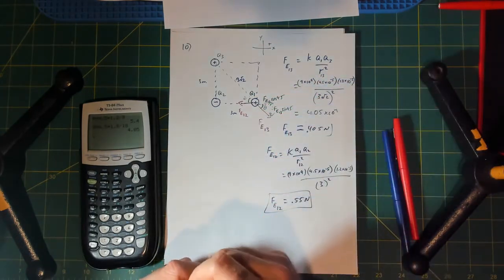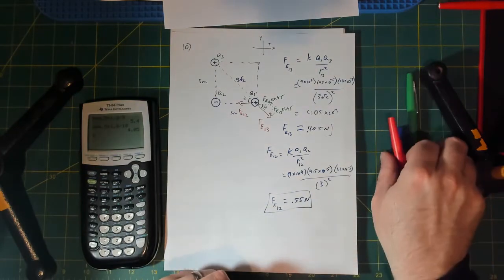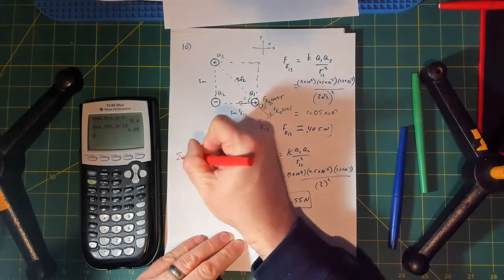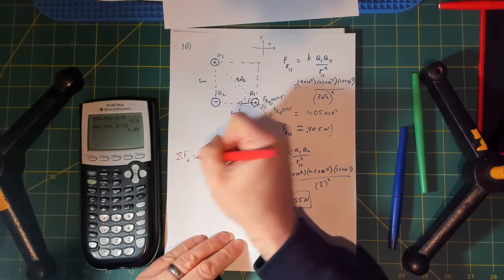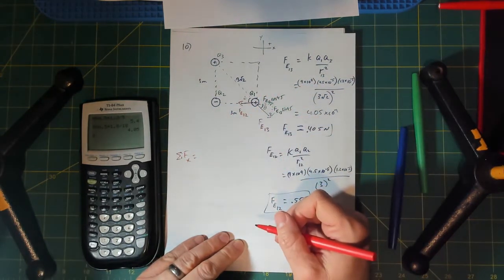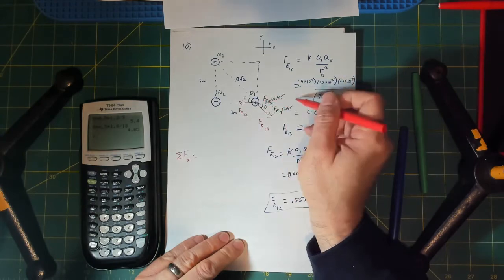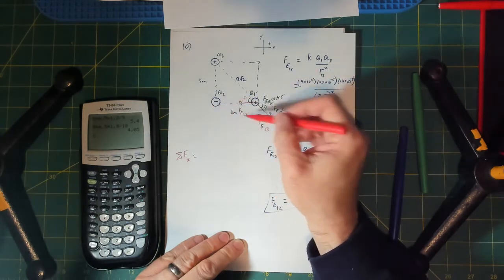How does that work? Well, we're going to find the sum of the forces now in the x-axis. And so my force in the x-axis: I'll have Fe13 cosine 45 going to the right minus Fe12.